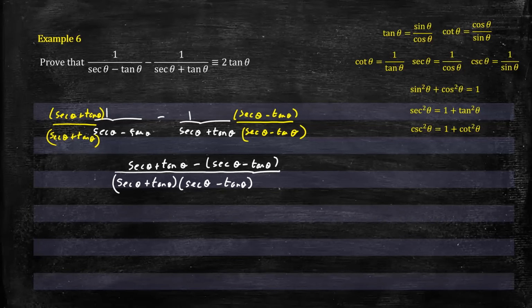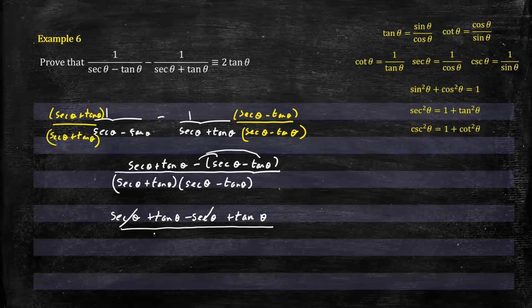So we can simplify the top line. We'll have sec theta plus tan theta minus sec theta plus tan theta. So we expand the minus sign into the bracket. And from this, we can see that the sec theta will cancel.